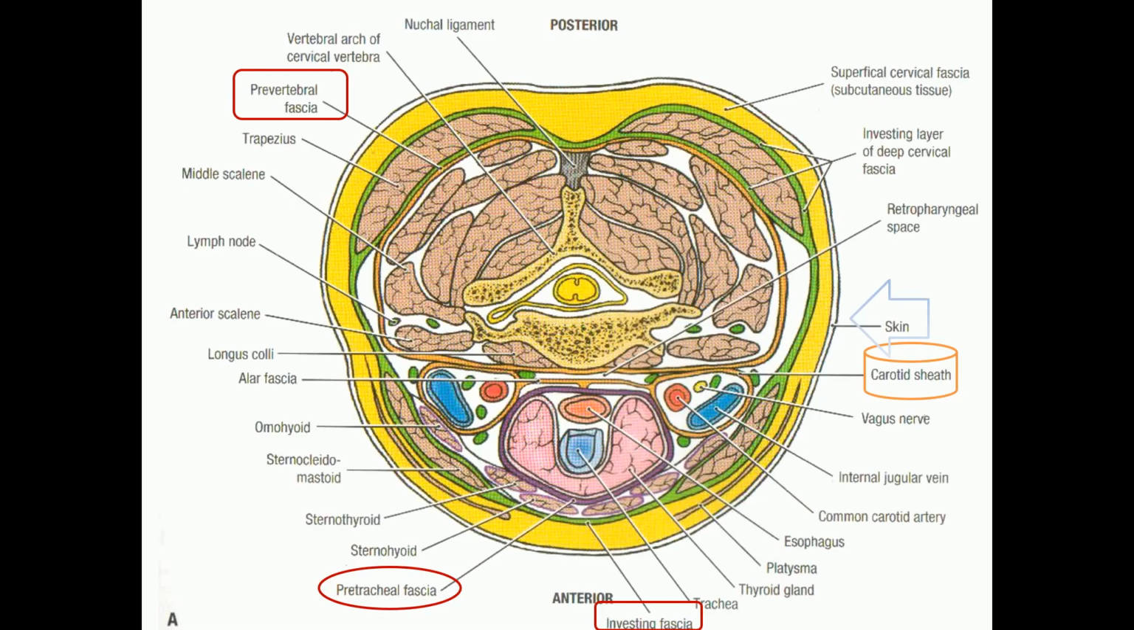Okay. So here it can be seen as a carotid sheath that encloses this neurovascular bundle, and that is wedged between the three layers of the deep cervical fascia, that is the prevertebral fascia, pretracheal fascia, and investing fascia.